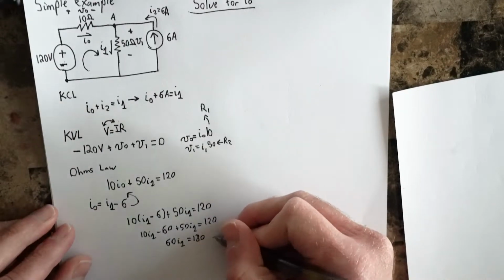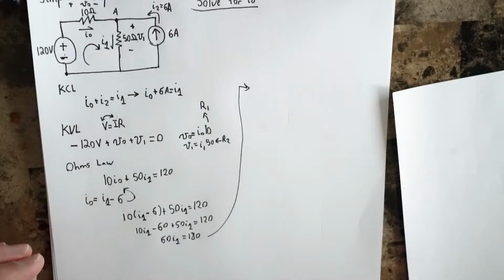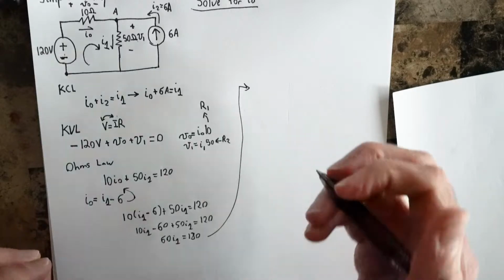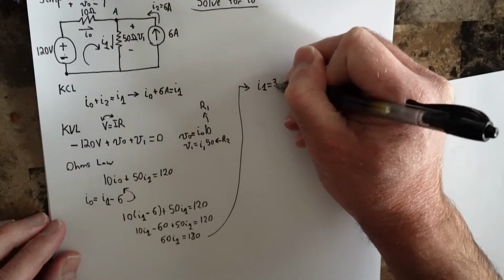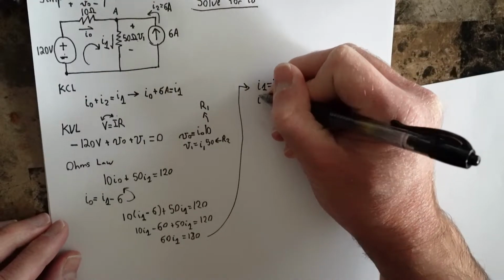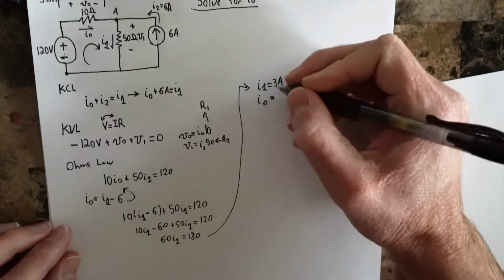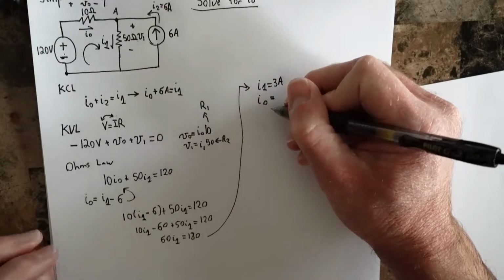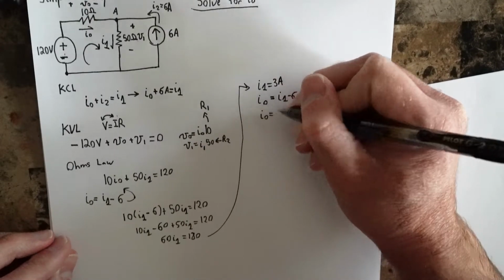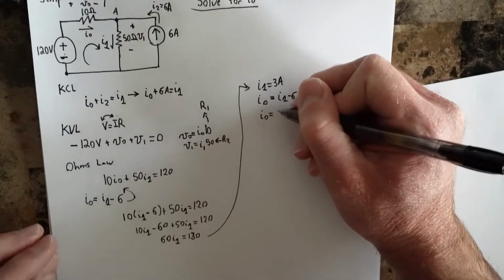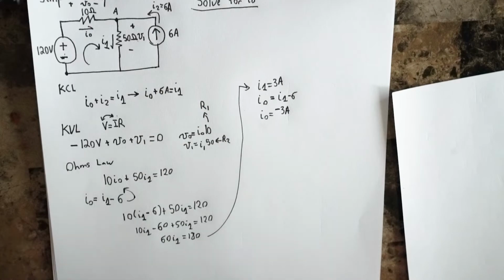And now, go ahead and move up to here so that you can see with the camera. Now, solving this gets us that I1 is equal to 3 amps. And that must mean that I0, which again is equal to I1 minus 6, must equal minus 3 amps. All right, and we've solved it.